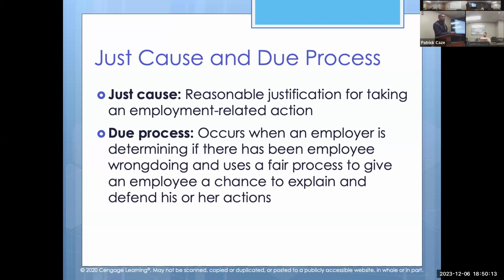So due process again gives people opportunities to really state their case, right? This is, let me give you my side of the story, right? But in a timely fashion.